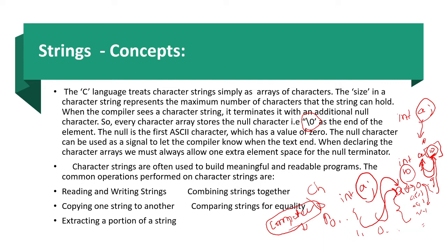So operation in the sense, it is a kind of activity which we are able to perform on a particular entity, right? And here what is the entity? String is an entity. What can we do? We can read, we can write, we can copy, we can combine, we can compare, we can extract. So these are all the things we are able to perform with strings, right? So basically here what you have to observe, what is a string? String is a group of characters in simple way.